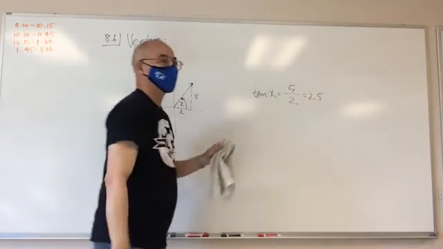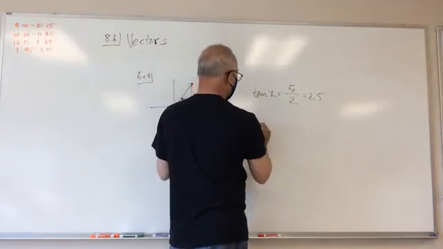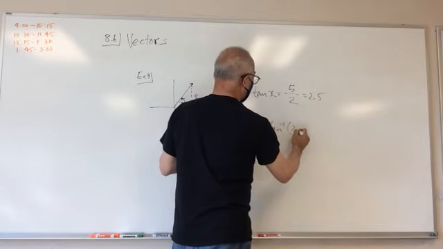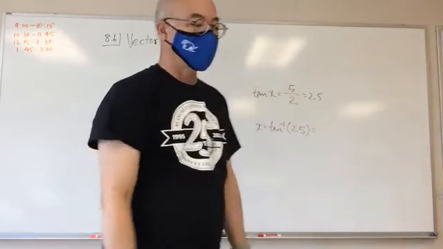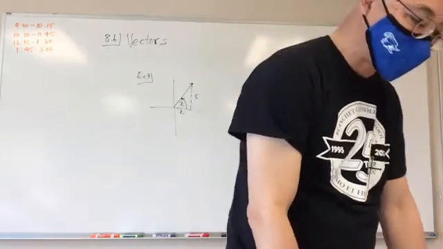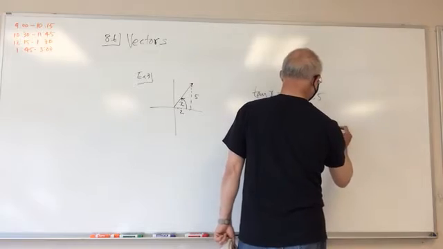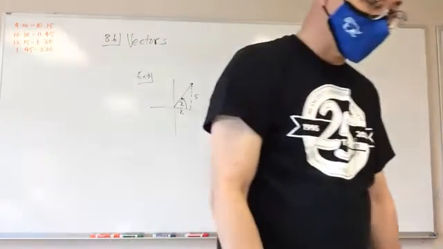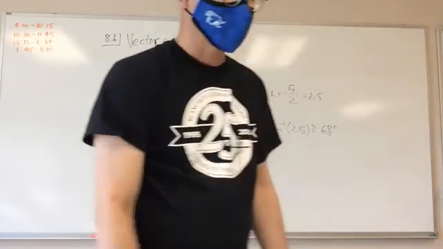5 over 2, or 2.5. So I go into my calculator to find x. I would say that x is equal to the arc tangent of 2.5. And if I do that, it's 68 degrees, it looks like. Approximately 68 degrees. So that would be the direction of a vector. Okay.